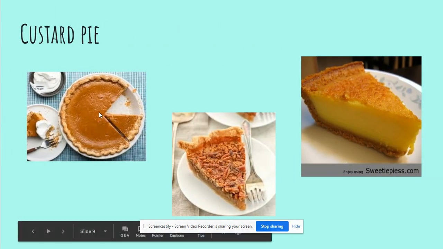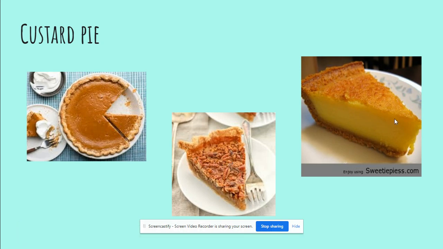So here are some custard pies. We have pumpkin, we have pecan here, and then we have a vanilla custard pie or egg custard.